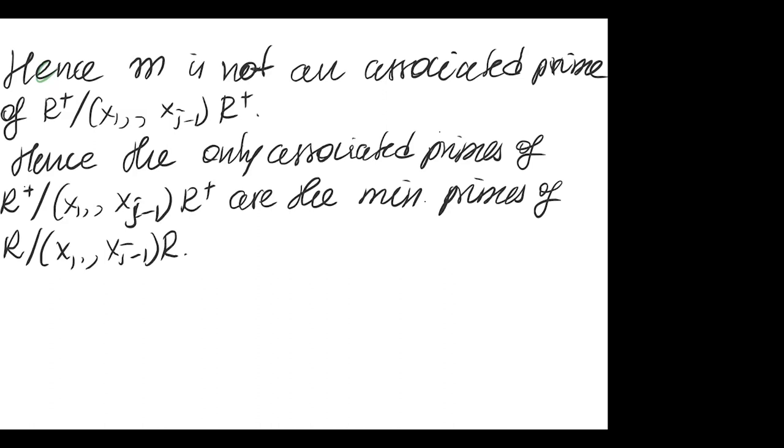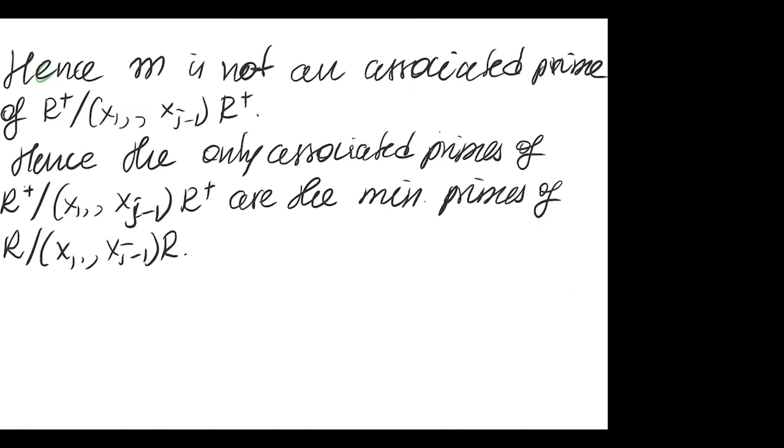at that P and you will have a ring whose dimension is strictly bigger than j minus one. And the maximal ideal of that ring would be associated to R plus modulo x1 through xj minus 1 R plus. And that's not possible as I have just shown. So this shows that, like I said, the only associated primes of R plus modulo x1 through xj minus 1 R plus are the minimal primes of the ideal x1 through xj minus 1.